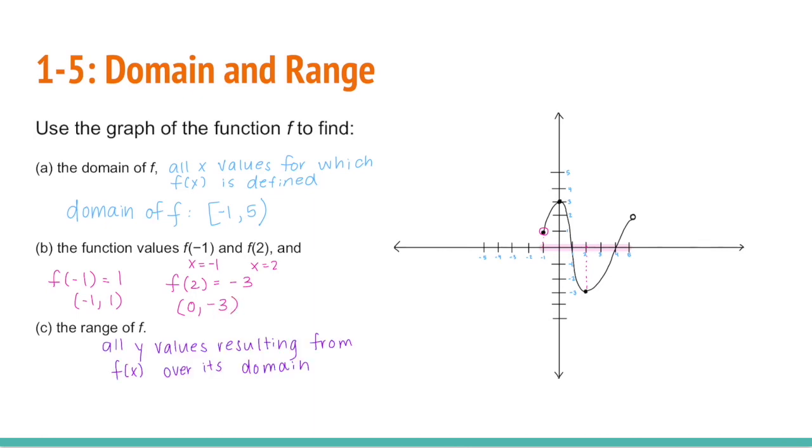And now we'll look at the range of our function, which is all of the y values that result from our function over its domain. So our lowest value on the y-axis is -3, and our highest value is +3. And both of those points are included. There is a point that exists there. So our range will be bracket -3 to +3.